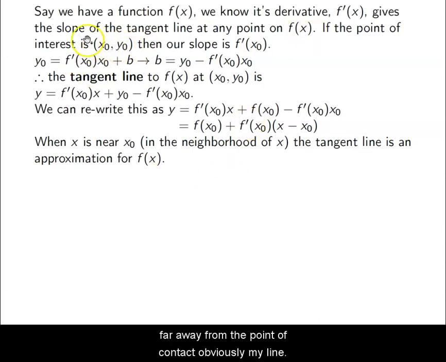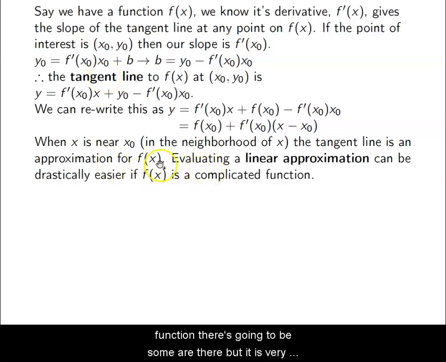When I get far away from the point of contact, obviously my line goes very far off away from my function, from my curve. But when I'm close to this point, the inputs and outputs are very similar to my function. There's going to be some error there, but it's very close. And so this is useful because this creates what's called a linear approximation for my function. The tangent line is a linear approximation for my function when I'm close to that point of contact.